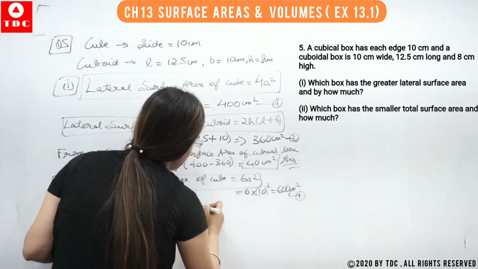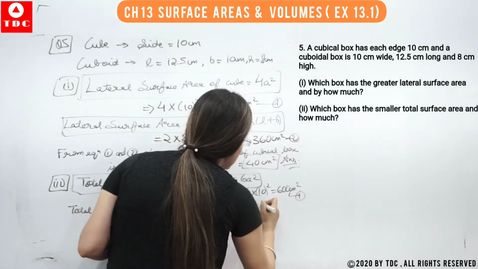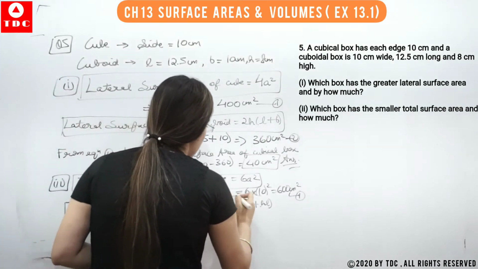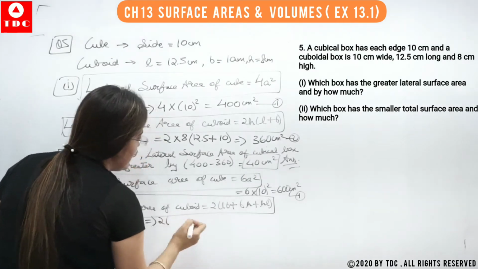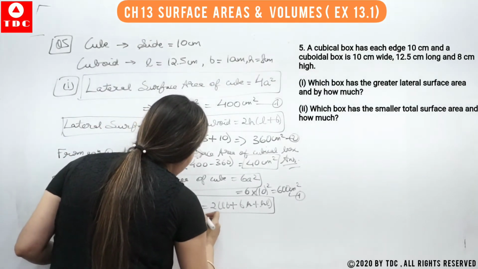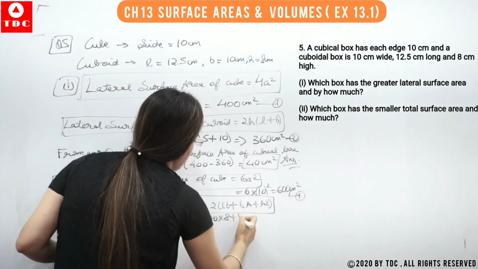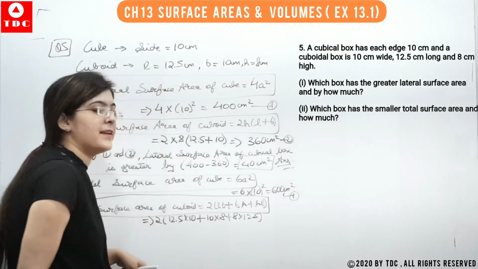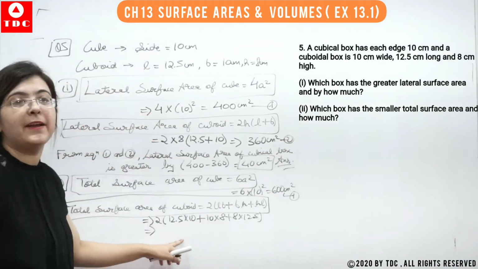For total surface area we use the formula 2(LB plus BH plus HL). Okay, this is the formula that we will use. Let's put the values. 2 into 12.5 into 10 plus 10 into 8 plus 8 into 12.5. Calculate it, how much you will get?